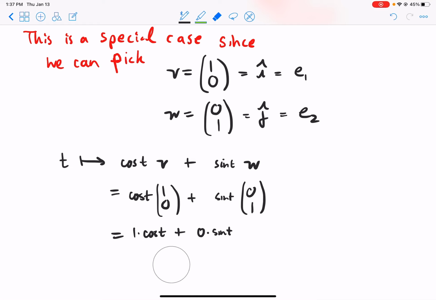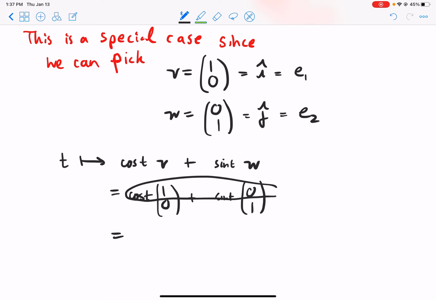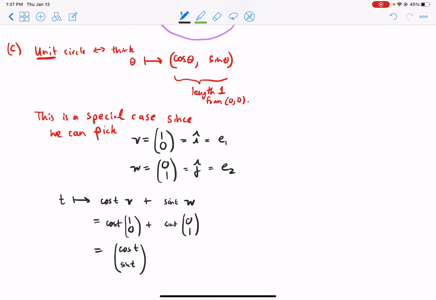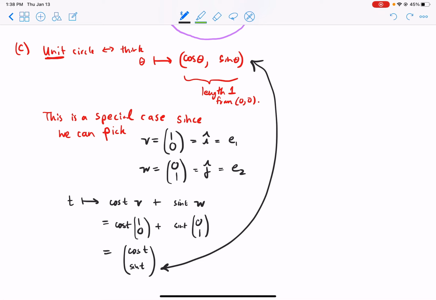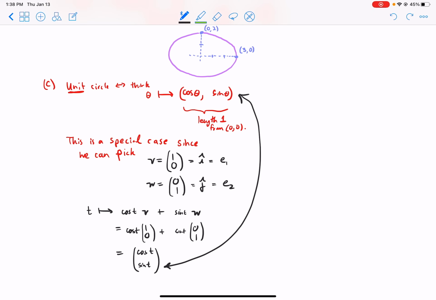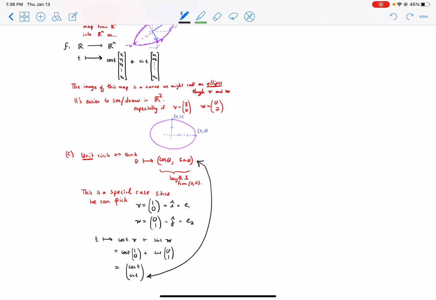Maybe I'm doing too much detail there. Sometimes eliminating detail is easier. Just look at the tops. You're clearly going to get a cos t there. And now, what goes in the bottom? You're clearly going to get a 0 there, plus a sine there. As you can tell, these are the same, except I called the variable t here and theta there. They are the exact same. The images of these maps are identical. That's it.